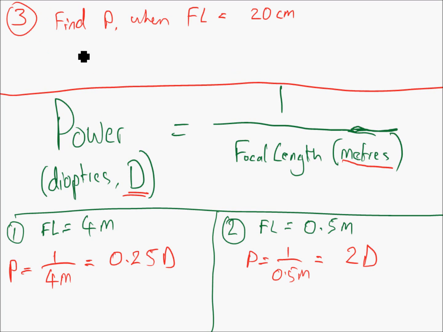Alright, so if you're going to try and answer this question, same again. Power is equal to 1 over focal length, but the focal length has got to be in meters. So first I need to convert 20 centimeters into meters. So that's 0.2 meters. So that's 1 divided by 0.2, which is equal to 5.